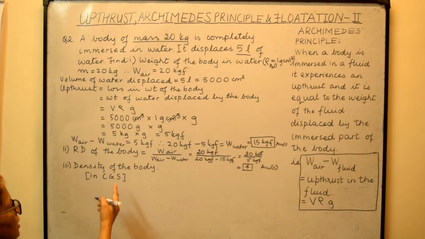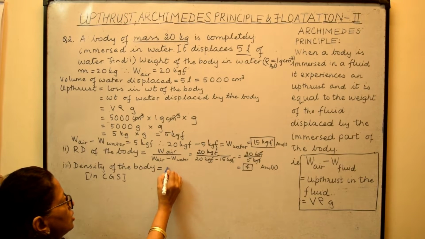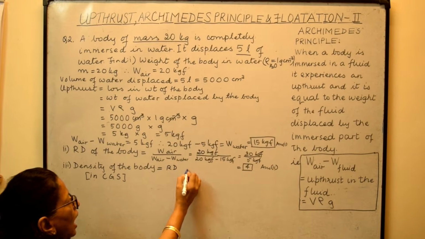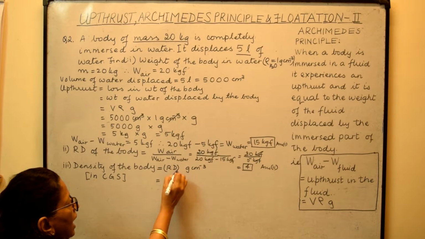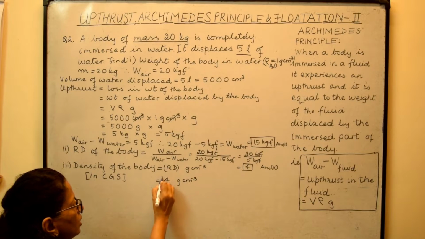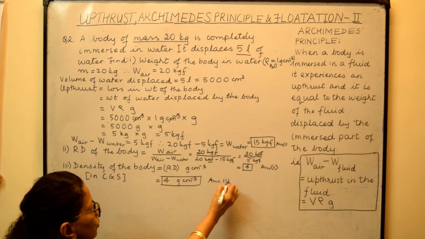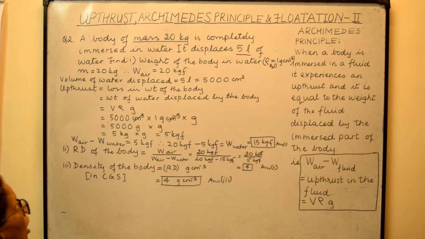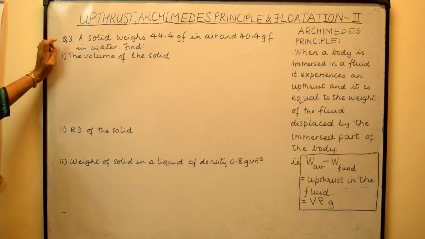Let's come to the third part, density of the body in CGS. Now density in CGS is numerically equal to RD, and then we will write the units gram per centimeter cube. So we will have RD as 4 and we will write 4 gram per centimeter cube, and that is our answer 3. So we have understood how to complete something like numerical 2. Let us see another type of numerical. We are coming to question 3.